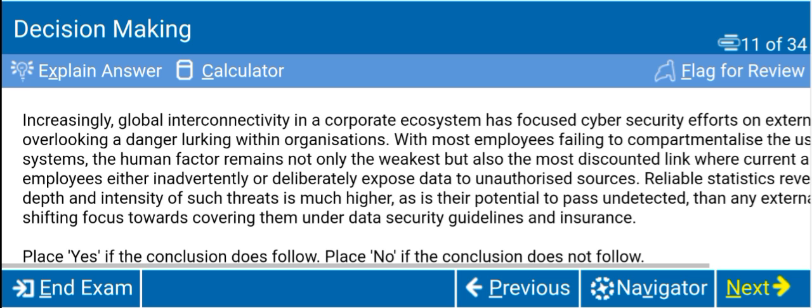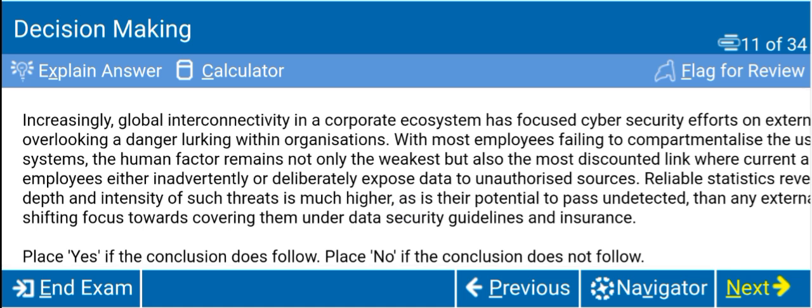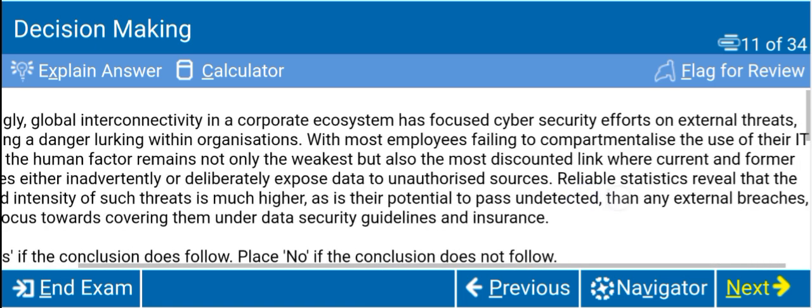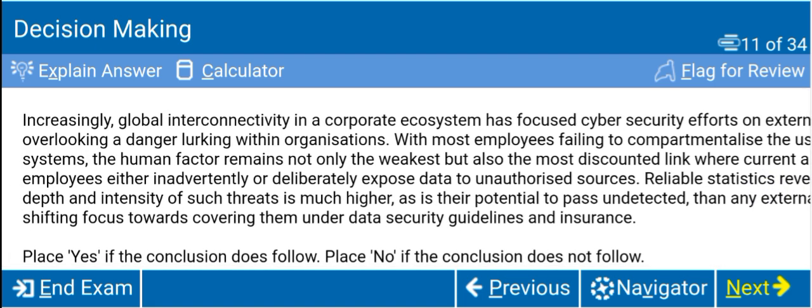So next question we have that increasingly global interconnectivity in a corporate ecosystem has focused cybersecurity efforts on external threats, overlooking a danger lurking within organizations, with most employees failing to compartmentalize the use of their IT systems.